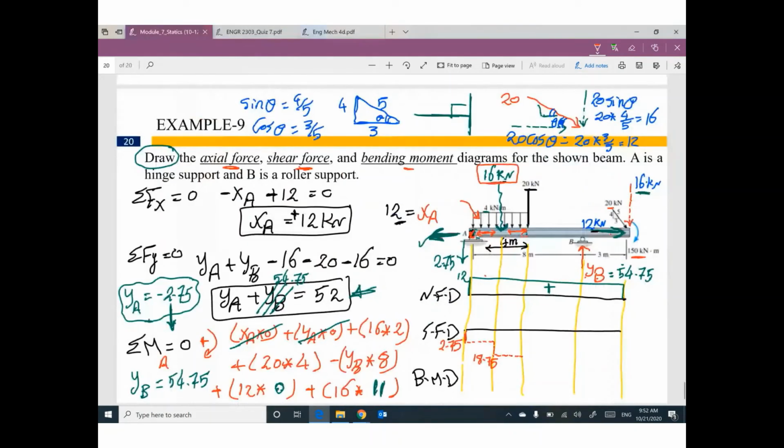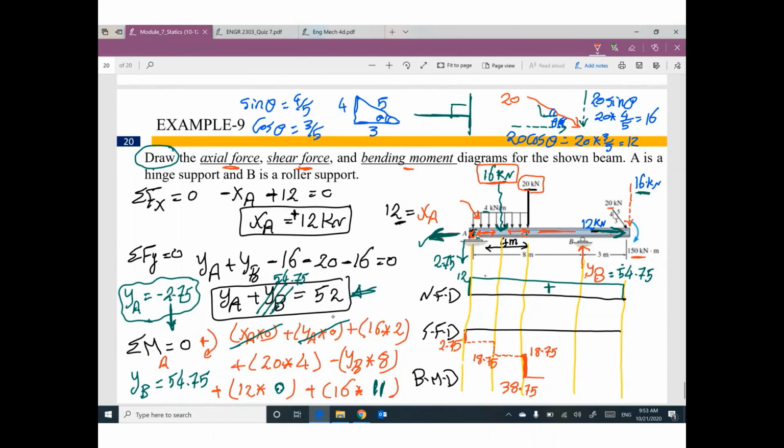Are you done? Yes. What is the value here? 18.75. What do you have at this location? We have another force, 20, going down. Please go down. More? Yes, more. I will go down 20 until I reach 38.75. Keep walking. Solid. Why solid? Because I don't have distributed load here.